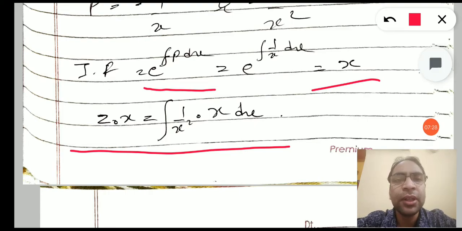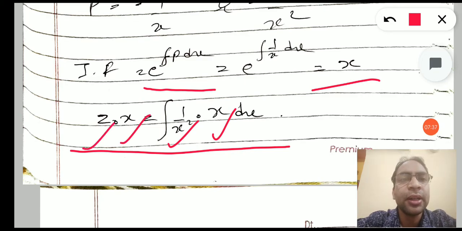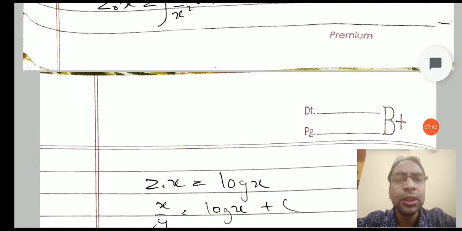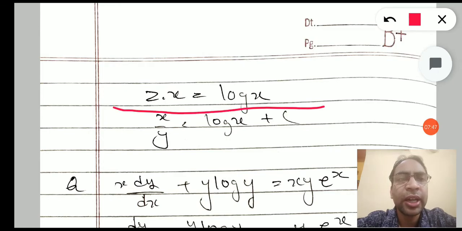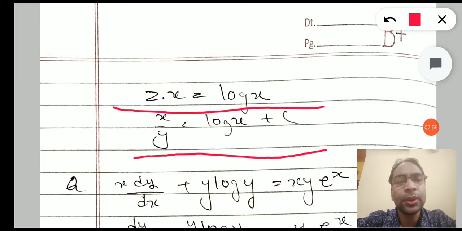Z multiplied with the integrating factor is equal to the integral of q multiplied with the integrating factor. So this is the integrating factor, this is q, and this is p. Now we need to solve this. This is a simple integration we can perform, and just by doing the integration you can see this comes to be z dot x equals log of x. Now we'll replace z back. So this will be x upon y is equal to log of x plus finally the integration constant c. So this is the solution of the given equation.